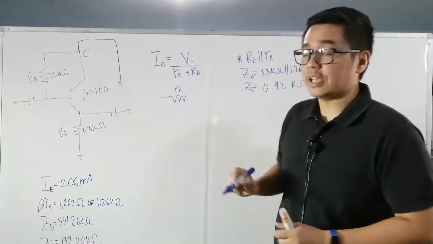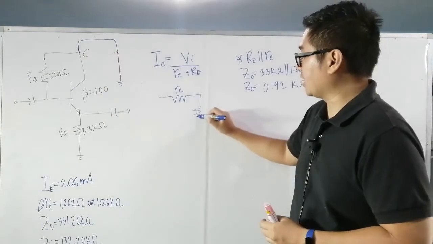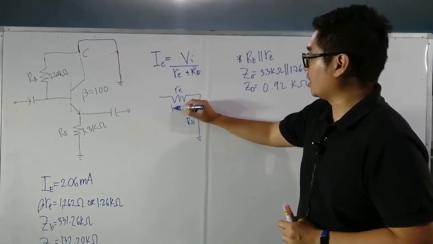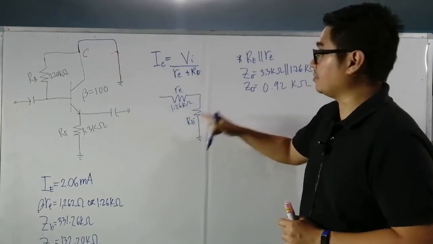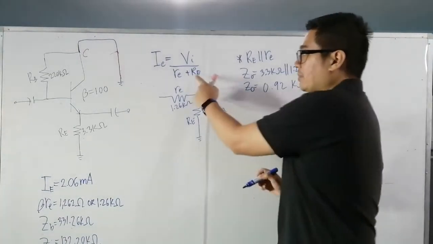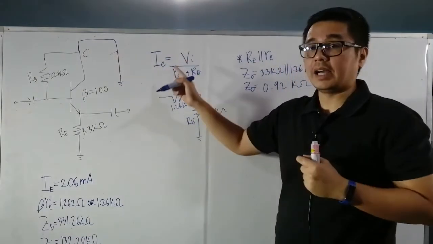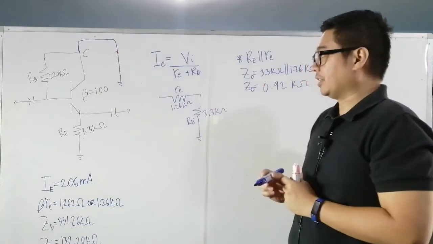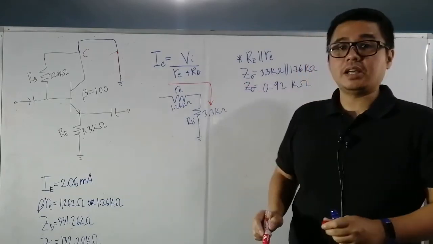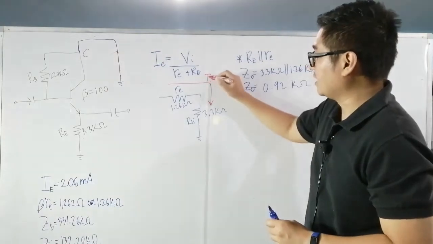Nandito si r sub e, yung AC equivalent resistance, AC emitter resistance, no? And nandito yung ating R sub E na malaki. r sub e is equal to 1.26 kilo ohms and R sub E, yung external resistor, is equal to 3.3 kilo ohms. Kapag minultiply natin siya dun sa I sub E, it implies na yung I sub E ay dumadaan doon sa dalawang resistor na yon. Therefore, we can draw a current here na dumadaan sa r sub e tsaka sa R sub E. Alright? So this is your I sub E.